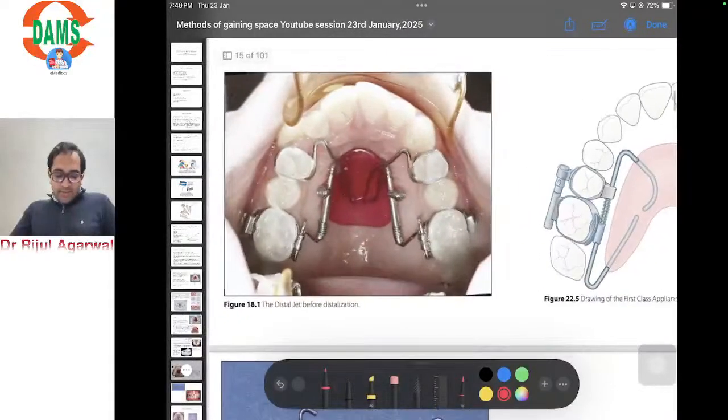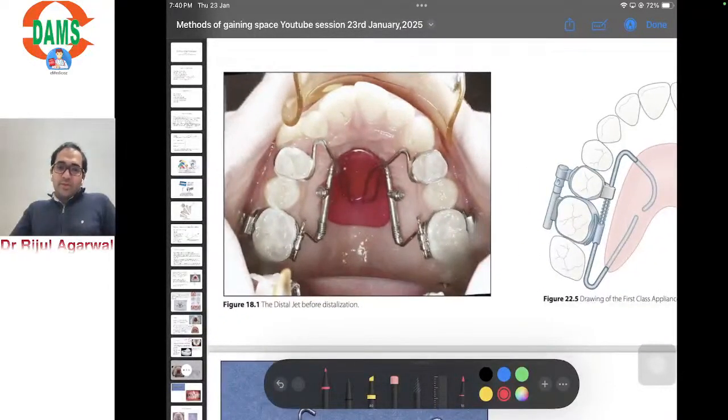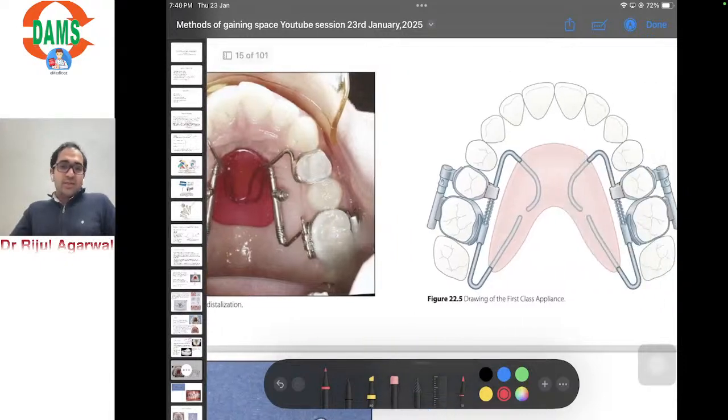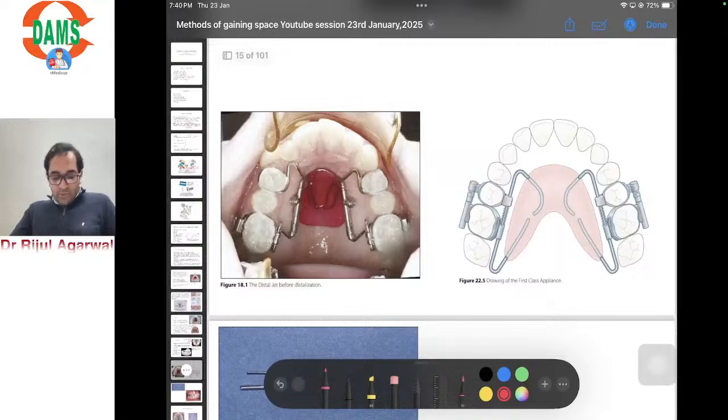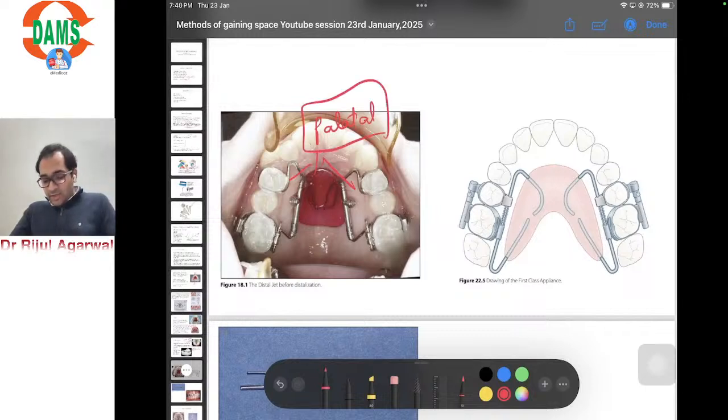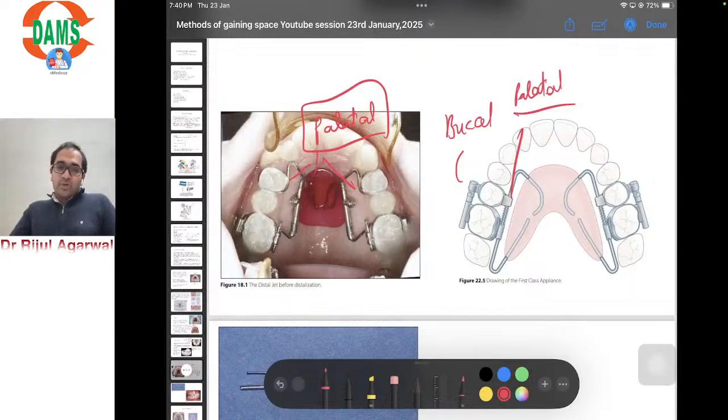Okay, next is the distal jet appliance. This is the image of the First Class appliance. So what is the difference between the two? In the distal jet there is only a palatal method of distalization, whereas in the First Class appliance both buccal as well as palatal springs are there for distalization. So please see their images very carefully in order to differentiate during your exam.